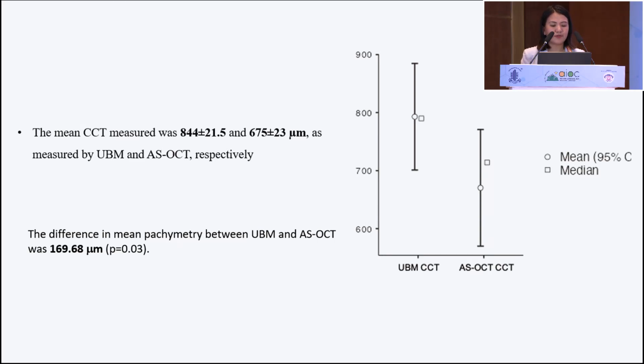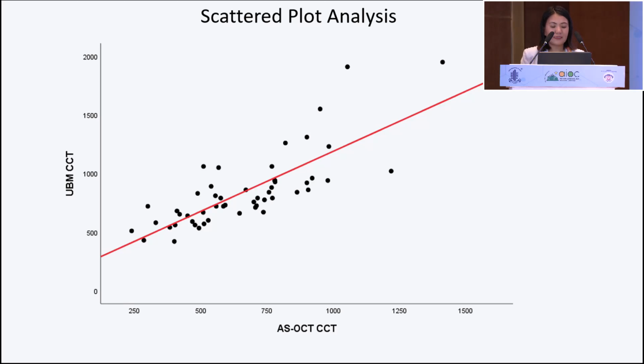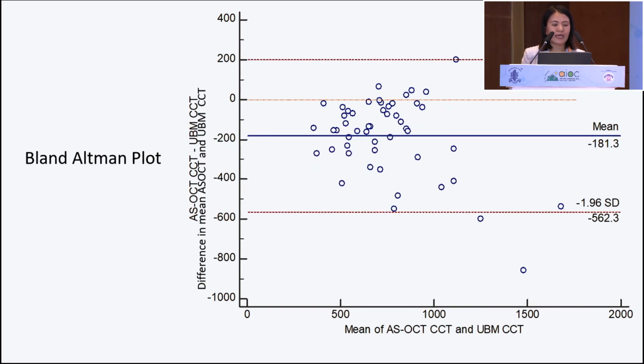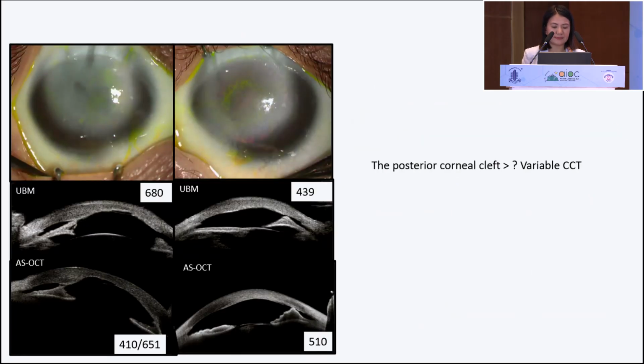This image also shows the same thing, and the difference in the pachymetry between UBM and AS-OCT was statistically significant. On this scatter plot, we can see there are multiple outliers because of the variable corneal thicknesses, and the Bland-Altman plot showed that there was no interchangeability between these two imaging modalities. Here is a case of type 1 Peters anomaly, where UBM has shown 680 microns as the thickness, while AS-OCT is showing 651. But if you go maybe 2 millimeters away from the central cornea, then the thickness is 410 microns. So just a slight change in the central cornea causes a huge variation in the CCT.